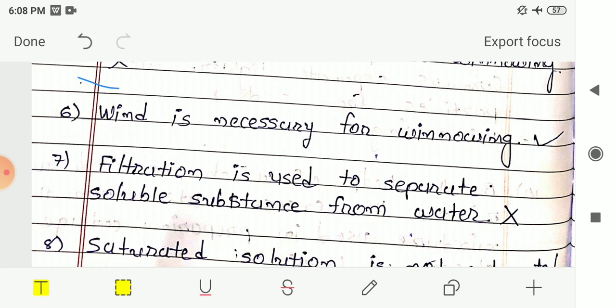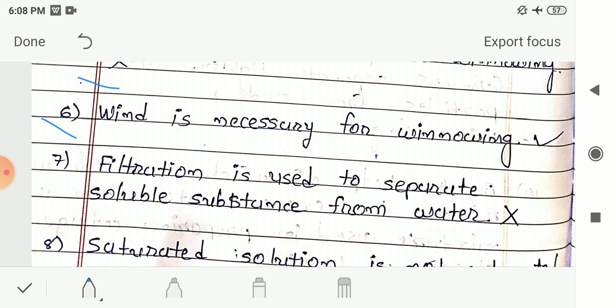Next, 6th number, wind is necessary for winnowing. So here your answer is true. Wind is necessary for the winnowing method as we are removing husk or lighter particles from the heavier particles by blowing air or wind. So wind is important or necessary for the method of winnowing.